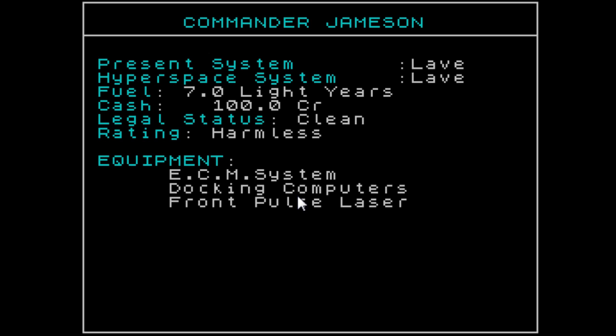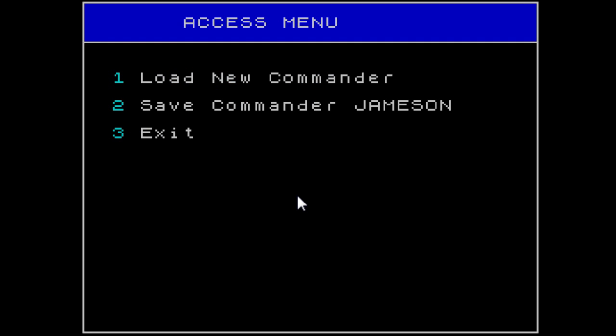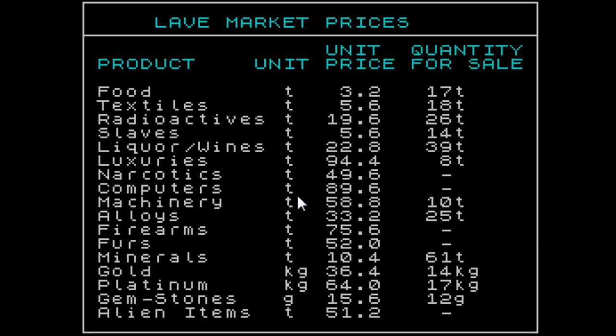Now, we can, wrong screen. We can have a look at the market prices. Now, this game basically revolves around trading, but you don't have to trade. You can completely forgo trading and just basically be a pirate or an anti-pirate.